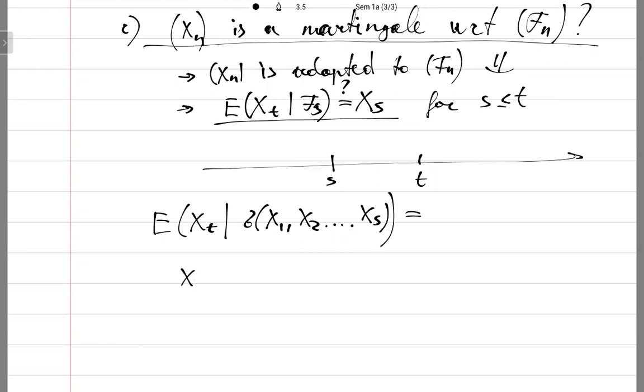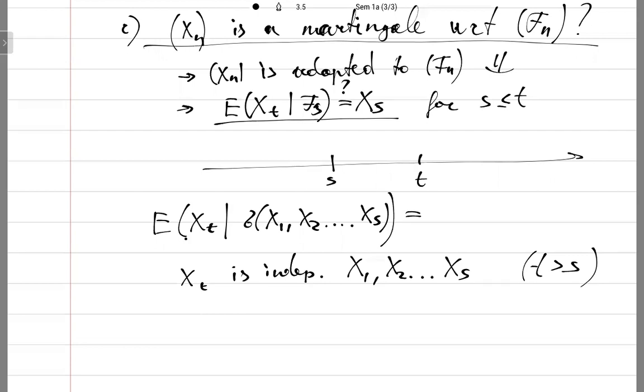We know that xt is independent from x1, x2, ..., xs. Let's imagine t is greater than s. Xt is independent of x1, x2, ..., xs. So by the properties of conditional expected value, we will use them. We will not prove them, not all of them. So we will use them as given.